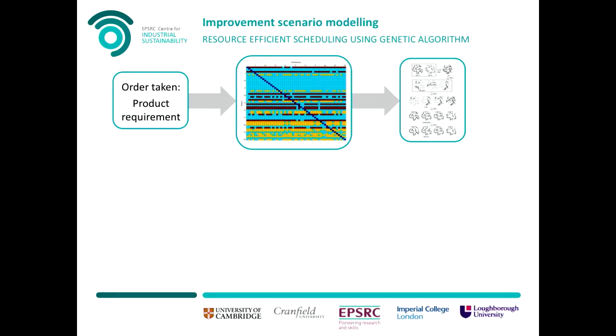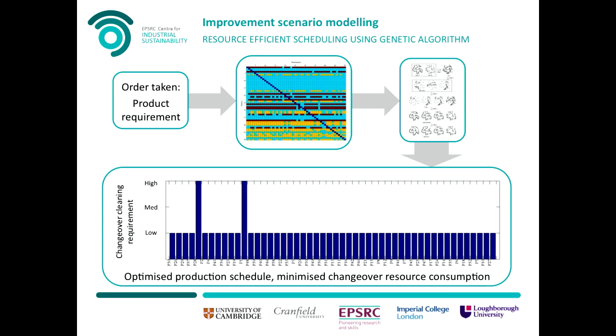So again, with assistance from my colleague Alessandro, we developed a scenario modeling tool which gives you resource-efficient scheduling, and this utilized a genetic algorithm amongst other calculations. So take the order, say 50 products. The tool calculates a source-destination matrix and then calculates the minimum resource consumption path to produce all those 50 products. So here we have an optimized production schedule which gives you minimized changeover resource consumption.